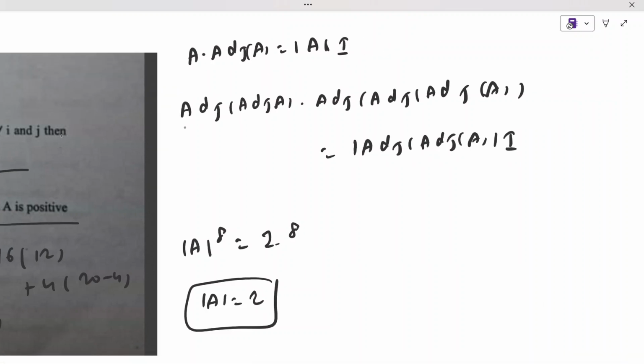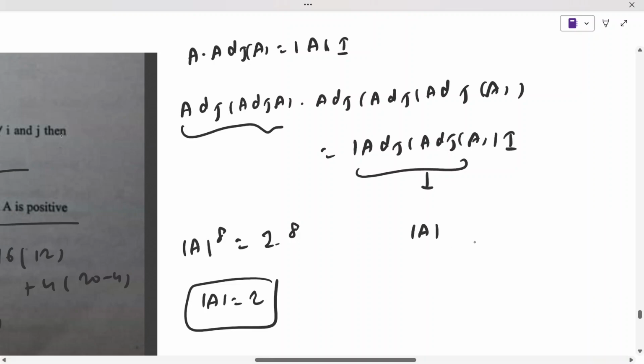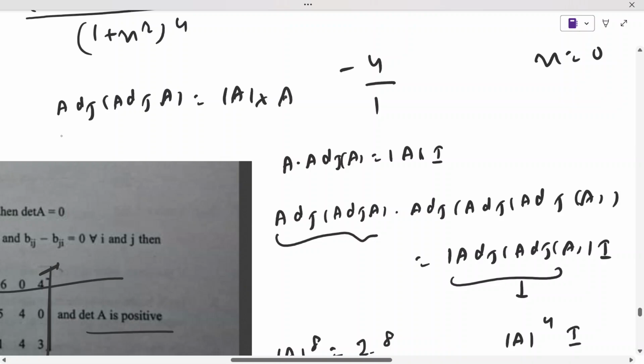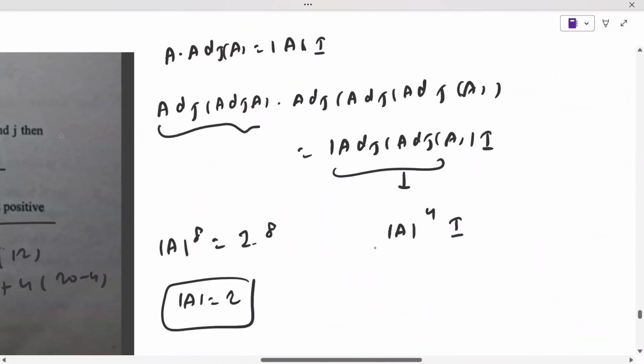Got it now? And this thing is what? This thing I already know, because it is a 3 cross 3 matrix. So mod A to the power n minus 1, whole squared. So 4 into I this will come. Now as far as this is concerned, we have discussed what? Like adjoint of A is there. So this thing is equal to what? Adjoint, mod A to the power n minus 2, which is 3 minus 2. So mod A into A. Right.